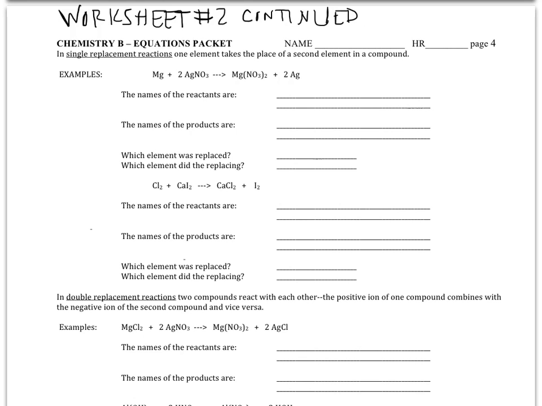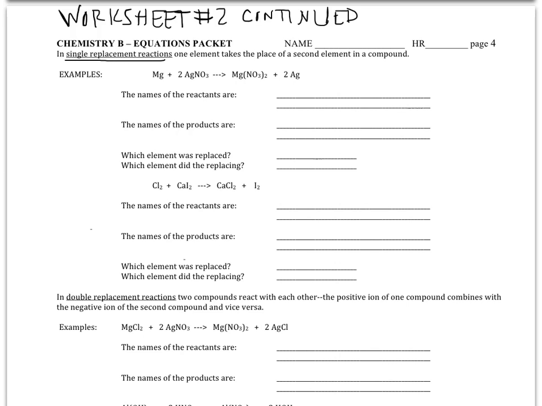All right, this is worksheet number 2 continued. So this is still part of worksheet 2, just the second page. We're continuing to talk about the 4 categories of reactions. So we've already talked about composition reactions and decomposition reactions. Now we are going to talk about single replacement reactions.